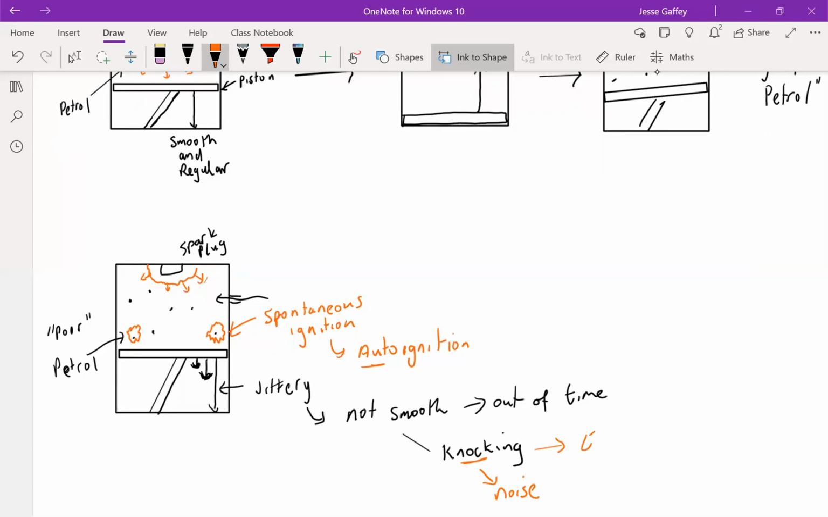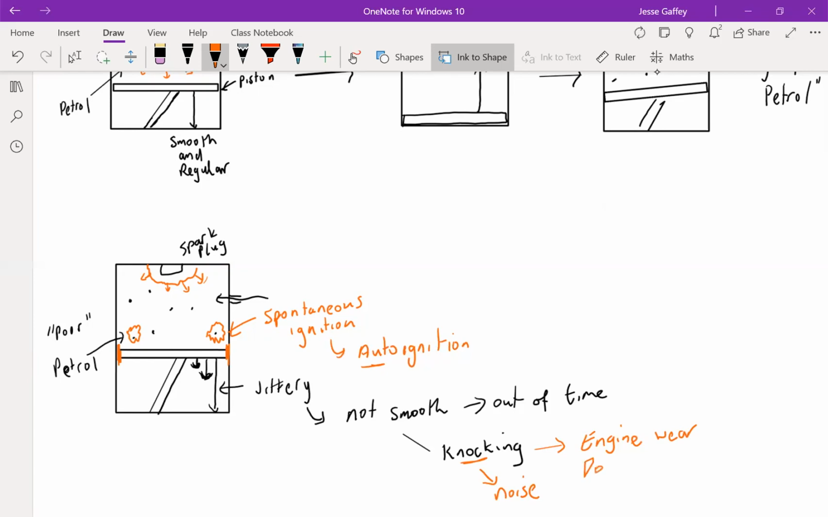Well, knocking can cause the engine to wear excessively, which, if you have a new car and you're putting crap petrol into it, the piston going up and down in this jittery motion can cause it to scrape off the sides of the cylinder, and it can cause it to wear excessively as it goes up and down and not in a smooth motion. So it's supposed to be smooth. It can cause your engine to wear.